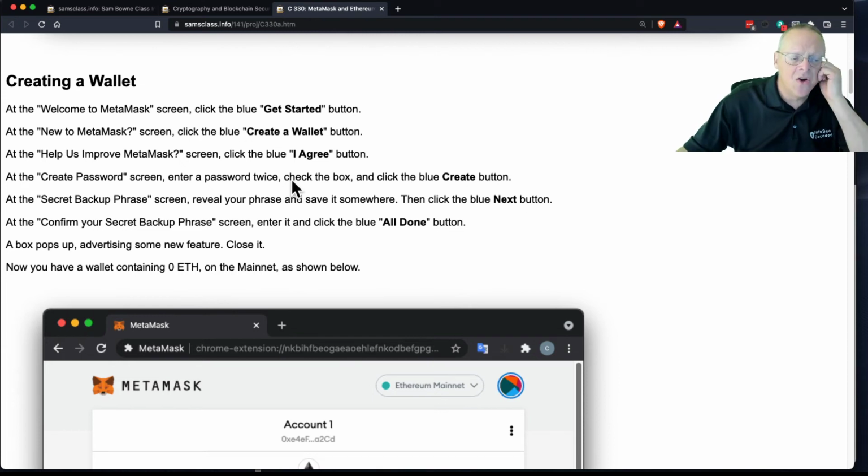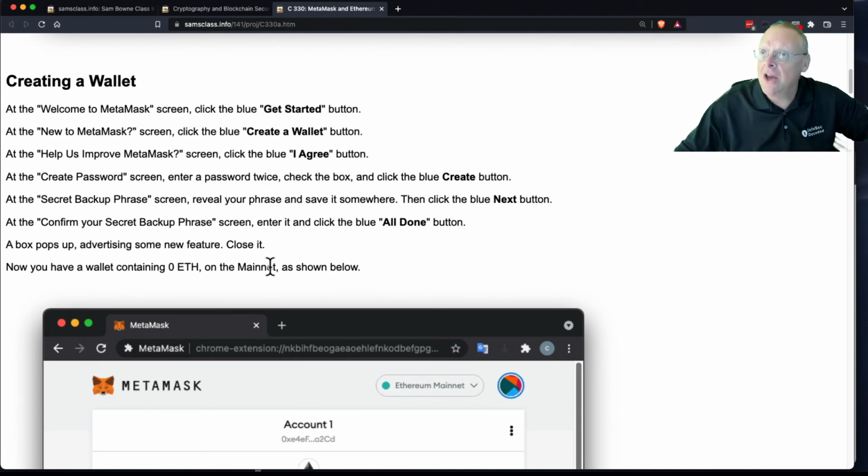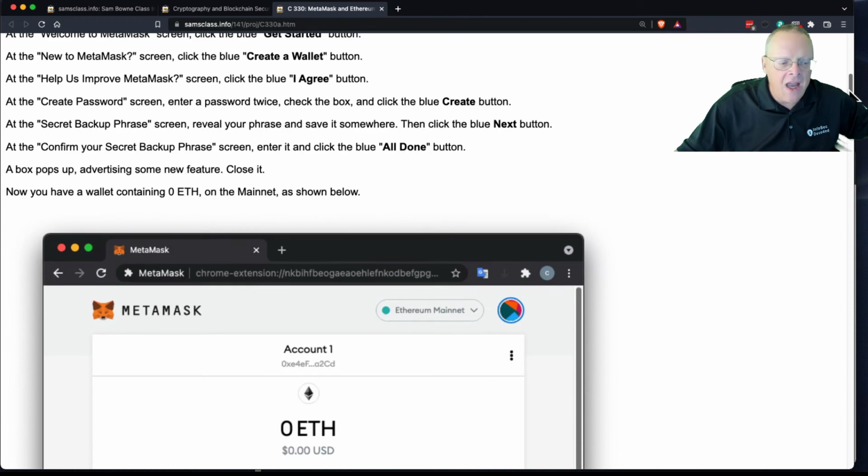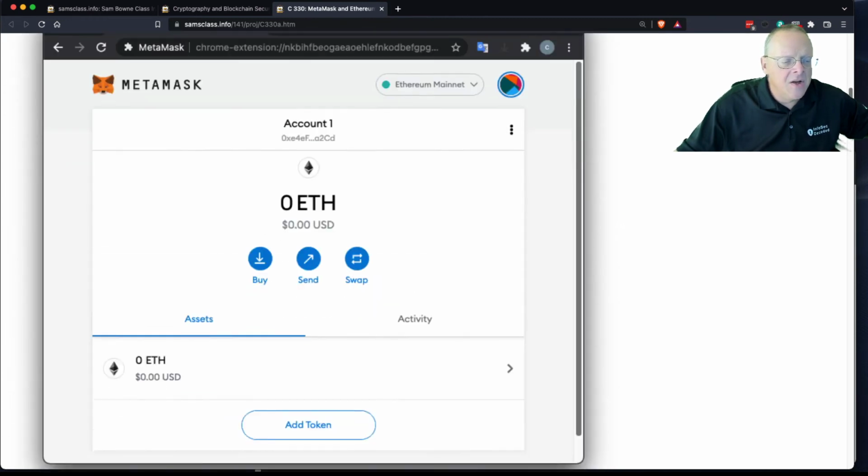Anyway, the point is you just go through the normal steps to make a wallet, and you'll have a secret backup phrase, which is 12 or 14 words. That is your master secret key. Anybody can get your money with that key. That's what you should save somewhere and print out and put in a safe and never tell anybody. And with that, you can recover your money from anywhere, from any computer.